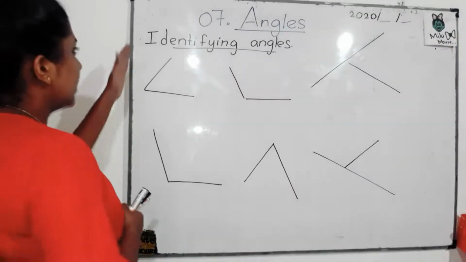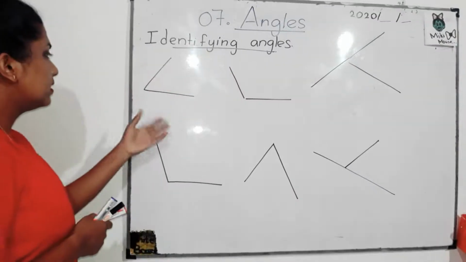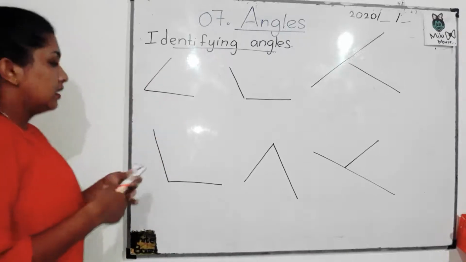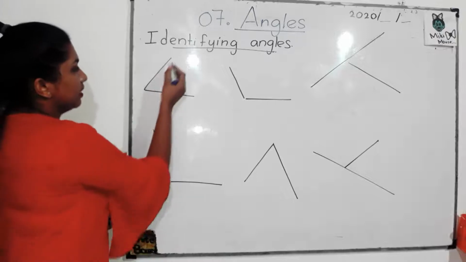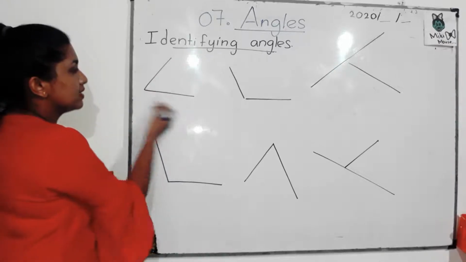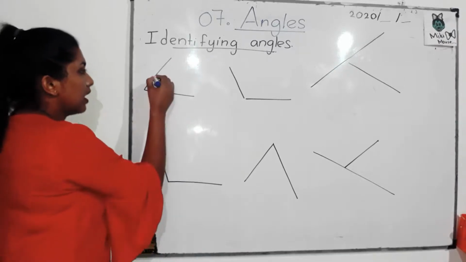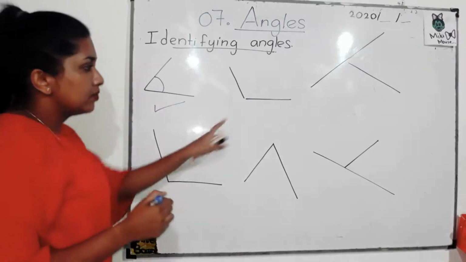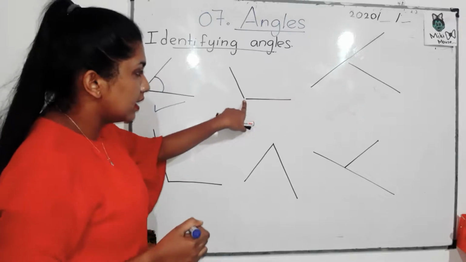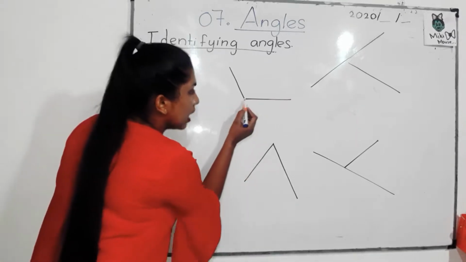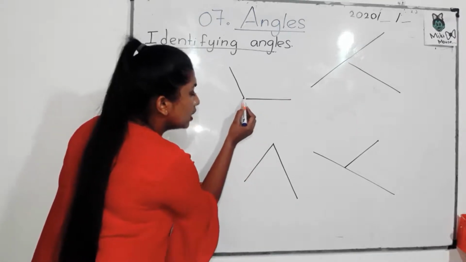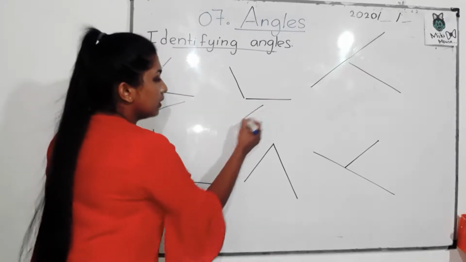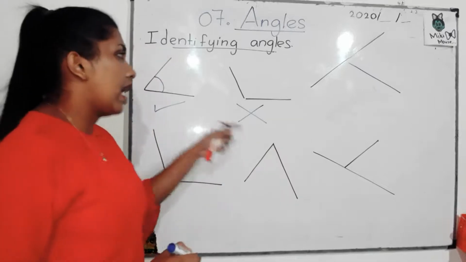Okay, next we have to identify the angles. In here, first case, can you see an angle? Yes, we can see an angle because two line segments are meeting at this point and an angle is formed. Therefore, this one is an angle. Can you see an angle in here? Look very carefully. There is no intersecting point, or there is no vertex. So there is no angle.